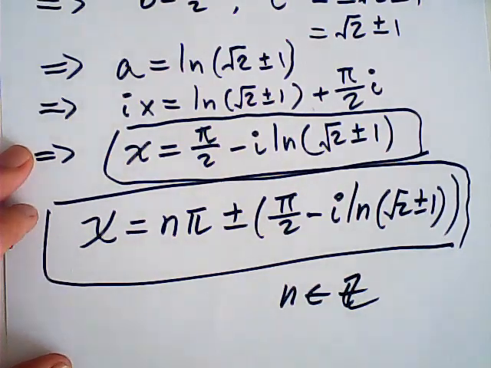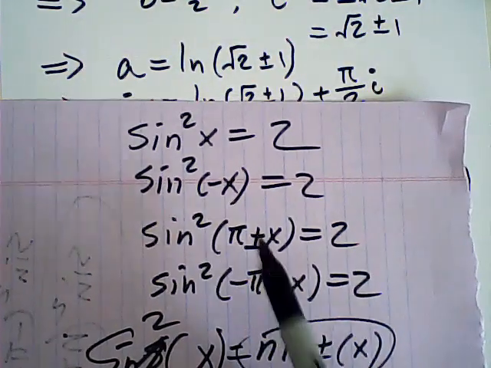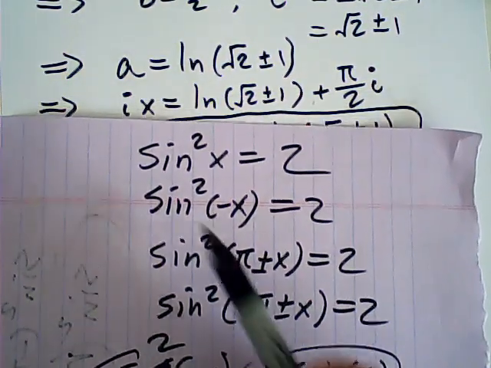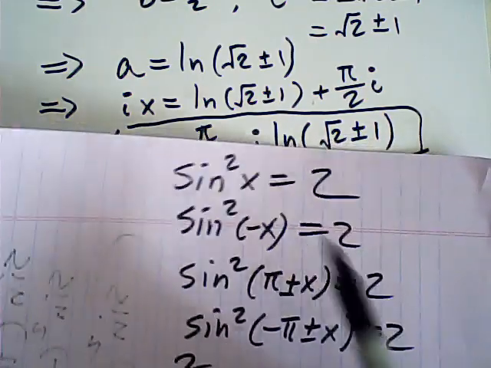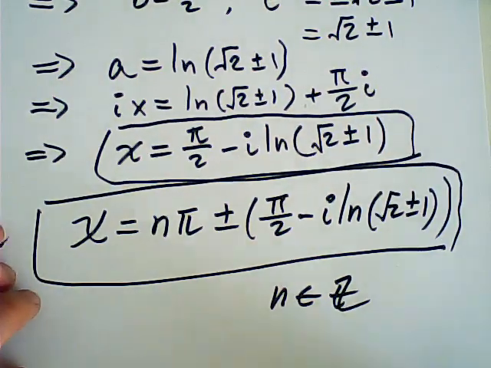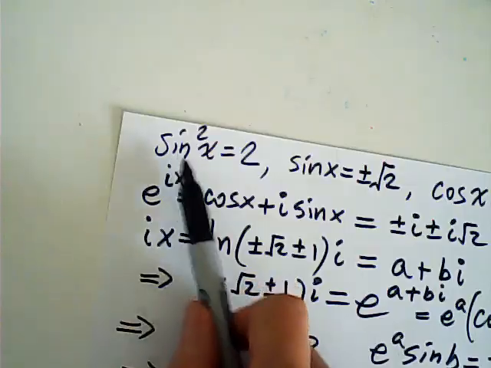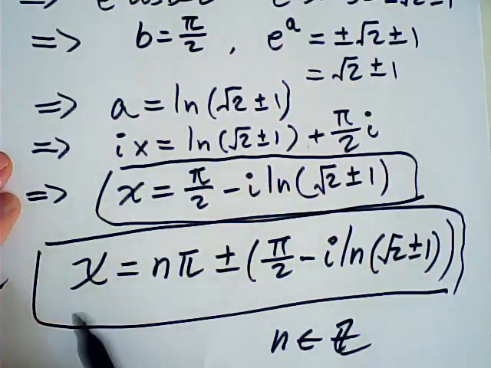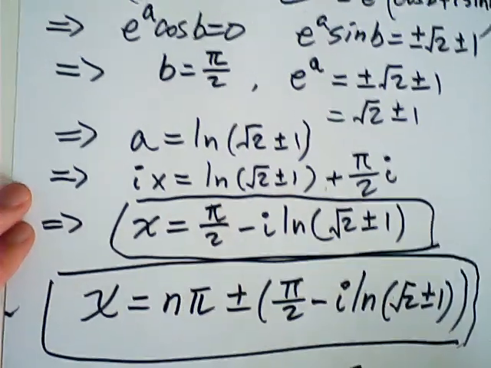As I've shown here, see, the period is pi, and the negative angle is also equal to the positive angle for sine squared. So we have sine squared, right? So this is our final solution to this equation.